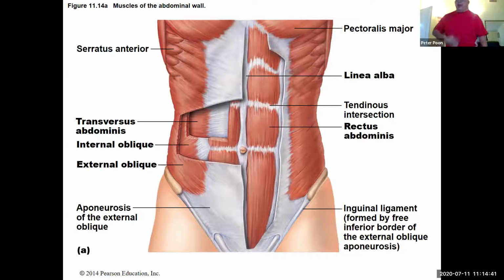The rectus abdominis is here. And then the last thing is the wall, which is the transverse abdominis. So 3 layers. First layer, external. Second layer, either the rectus abdominis or internal oblique. And then the third layer, the transverse abdominis.